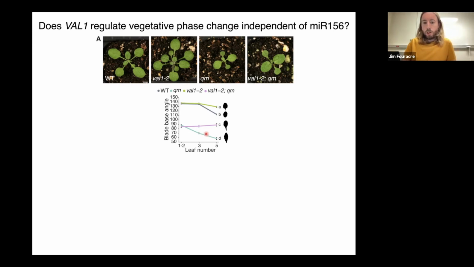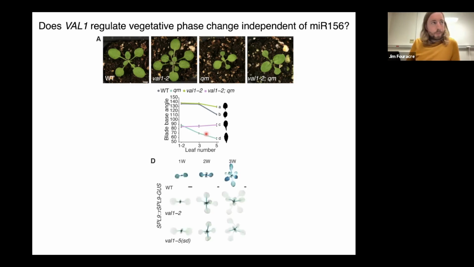So this really confirms that VAL genes are regulating phase change via the 156 pathway and also independent of 156. To get an idea of what might be going on here, I introduced a 156-resistant version of SPL9, which is our favorite SPL9 gene, with the biggest effect on phase change, into VAL1 backgrounds. So any effect on this transgenic reporter is indicative of a regulatory interaction that has nothing to do with 156, because 156 can't regulate this modified transgene.